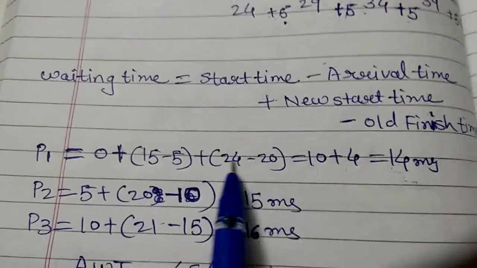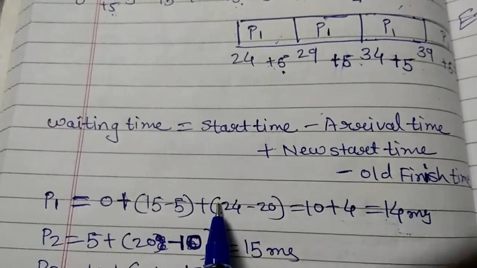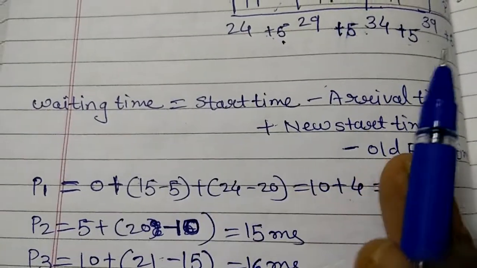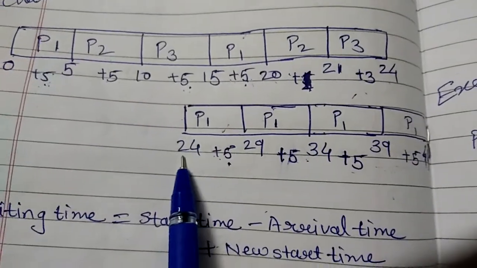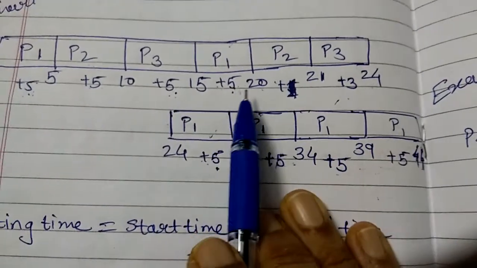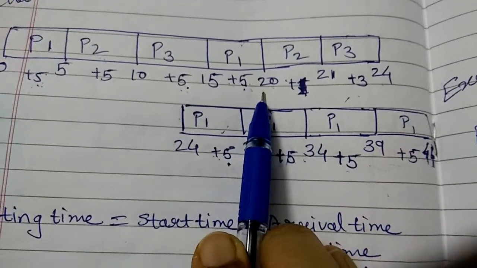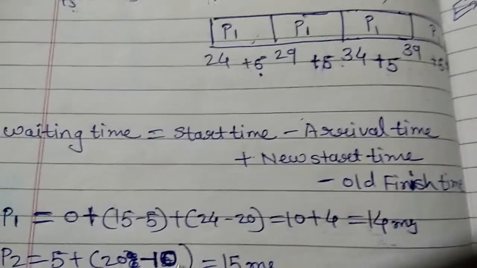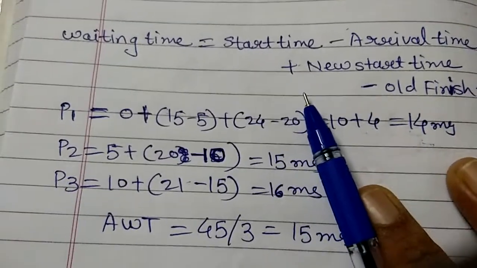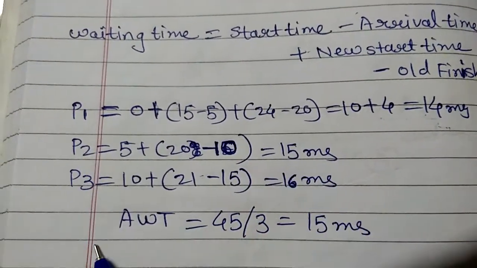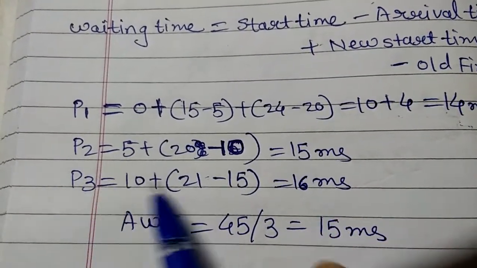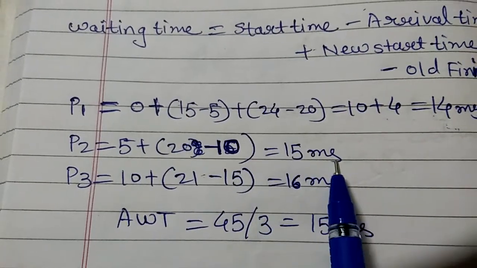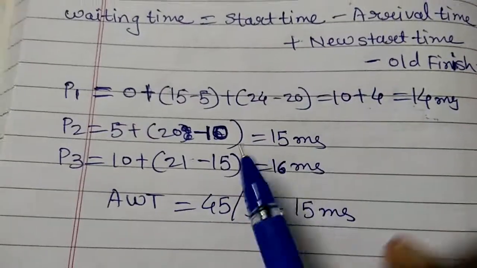Next, because P1 has started again, there are many new start times. The new start time of P1 is over here, and the old finish time was here, that is 20. So 24 minus 20. This is how we are going to calculate for the rest of the processes, that is P1, P2, and P3. This is how I have derived it.